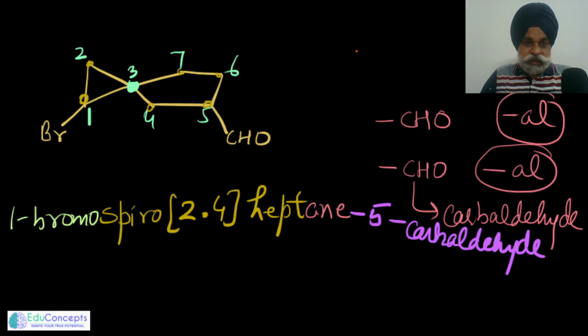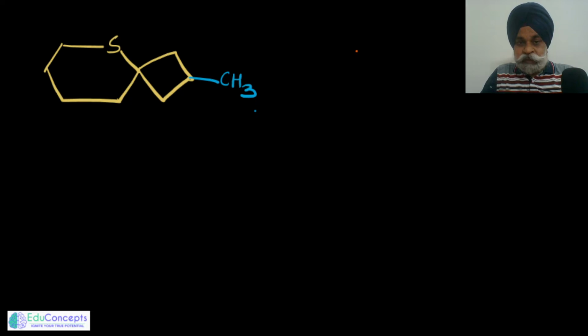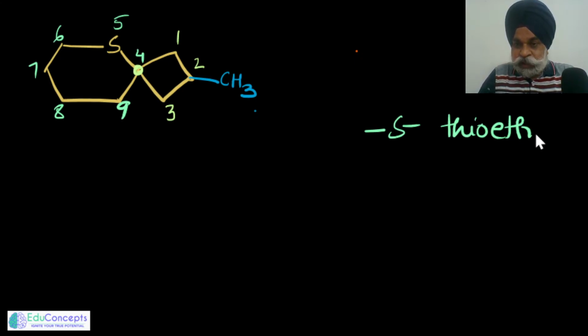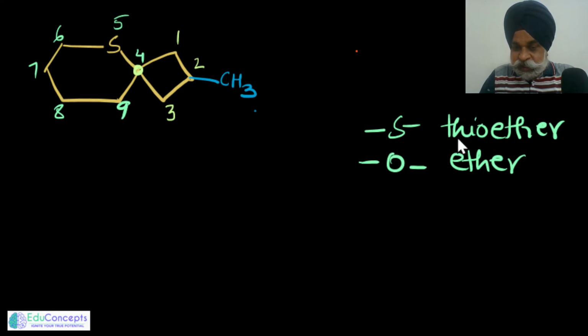So the story is not so difficult, it is quite easy. Coming further, here this is the bridgehead atom. Here again you start with the smaller ring, 1, 2, 3, and then comes the 4, and this is 5, 6, 7, 8, 9. So what is this? This is thioether, or as a matter of fact, O stands for ether. When such groups are there in the cyclic ring, you cannot use their usual names. So here a special name would be given.